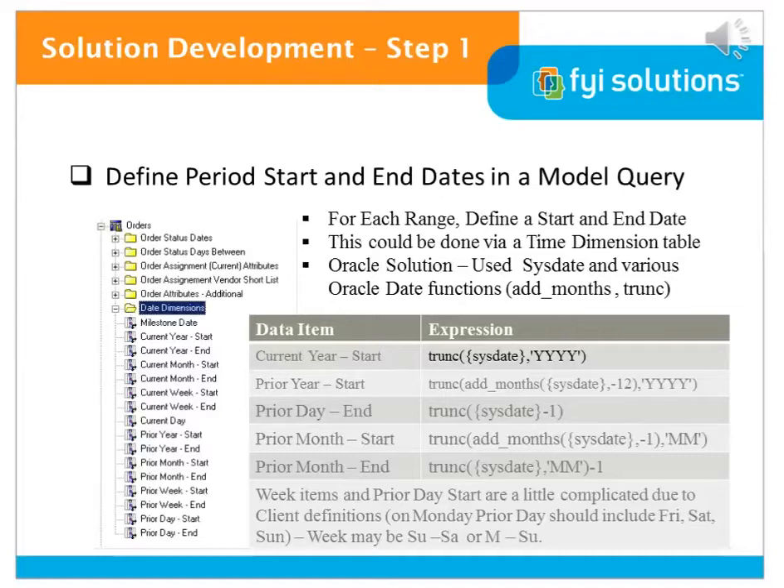Now this was an Oracle solution, so we're utilizing the trunc command primarily to get rid of the time element of the Oracle date, but also to bring us to the beginning of the year or the beginning of the month as well. You can see that with a couple of the parameters. And we also use the add months function. You can see for the prior year start, we're going back 12 months to get us into the prior year, and then using the trunc command to get us to the beginning of that prior year. And we're obviously also using the sysdate function from Oracle.